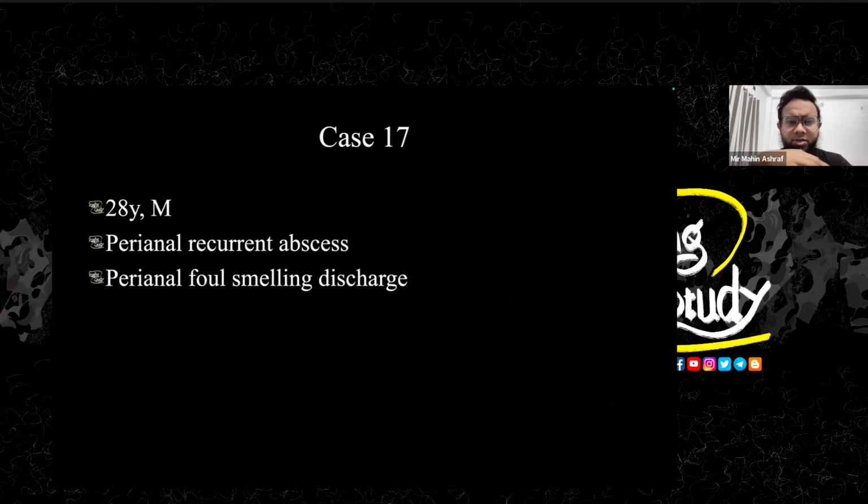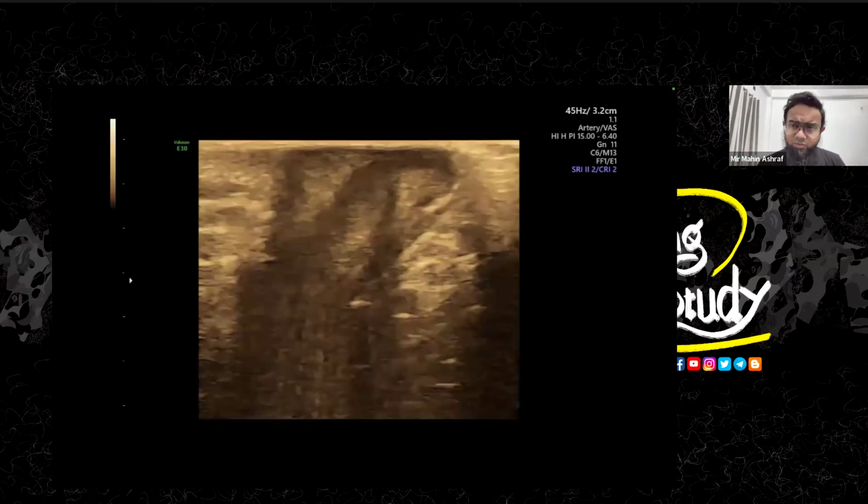Now come to case number 17. This is a 28-year-old male patient who came with a perianal recurrent abscess. When I was scanning, there was a very foul smelling discharge coming from his perianal region. So the room was very much toxic. Okay, anyway, let's see what we have got on ultrasound.